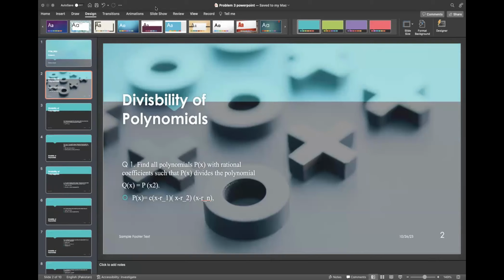Okay, so I worked on the divisibility of polynomials. For the others, can we wait for a few minutes? Sure, other participants can join. Of course.